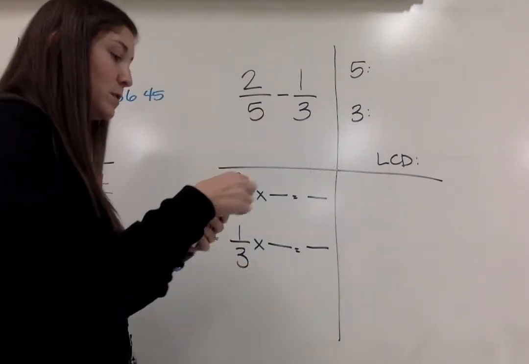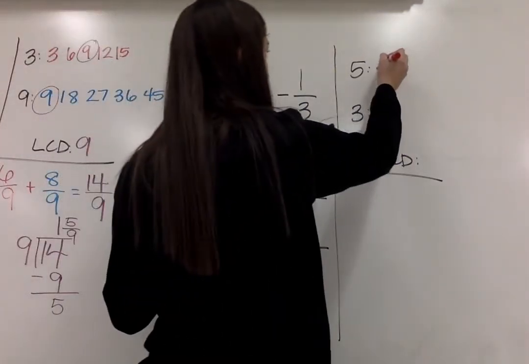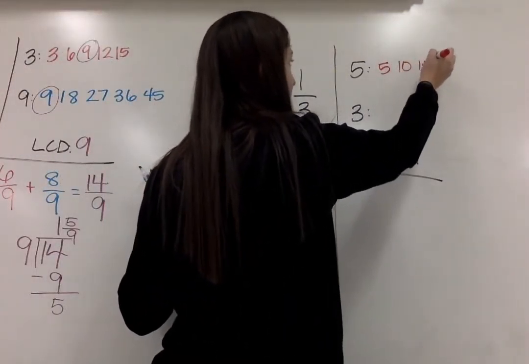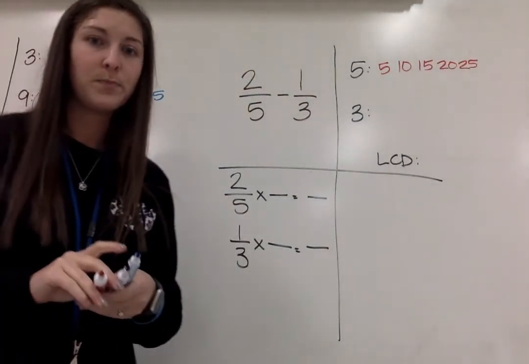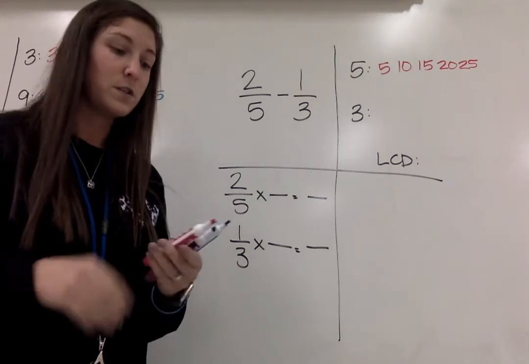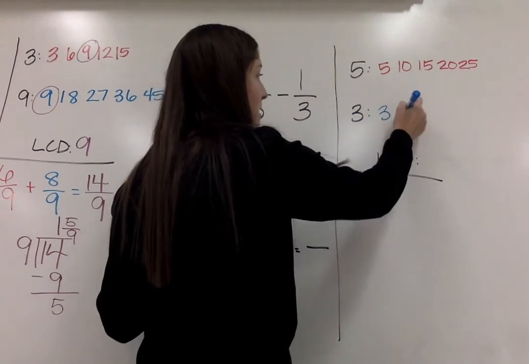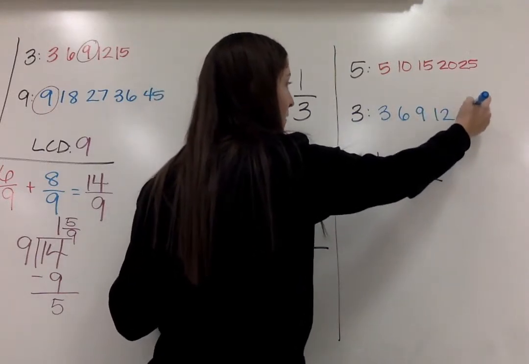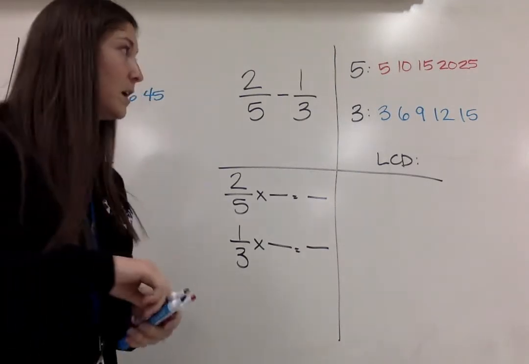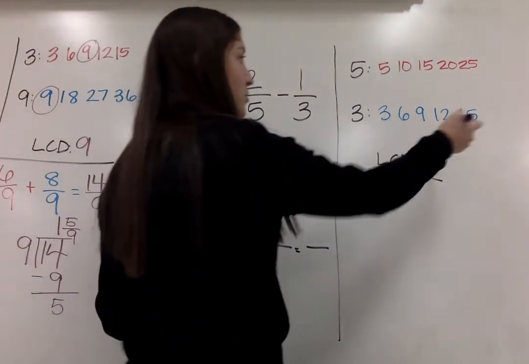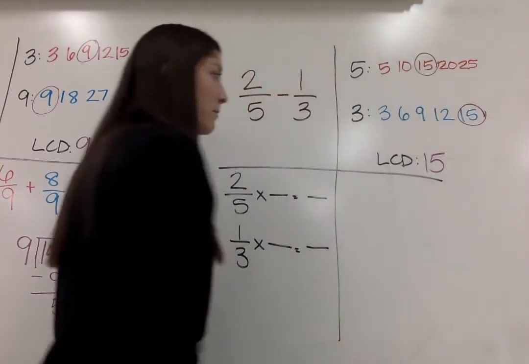Starting with my multiples, I have the number 5 first for 2/5. So this one's pretty simple. 5, 10, 15, 20, 25. You guys should know those in your sleep. Then I have minus 1/3. So I've got to list out the multiples of 3. So I've got 3, 6, 9, 12, 15, and I've got to look and see what do they have in common. So I look, 15 is going to be my LCD, so I'm going to jot that one down.